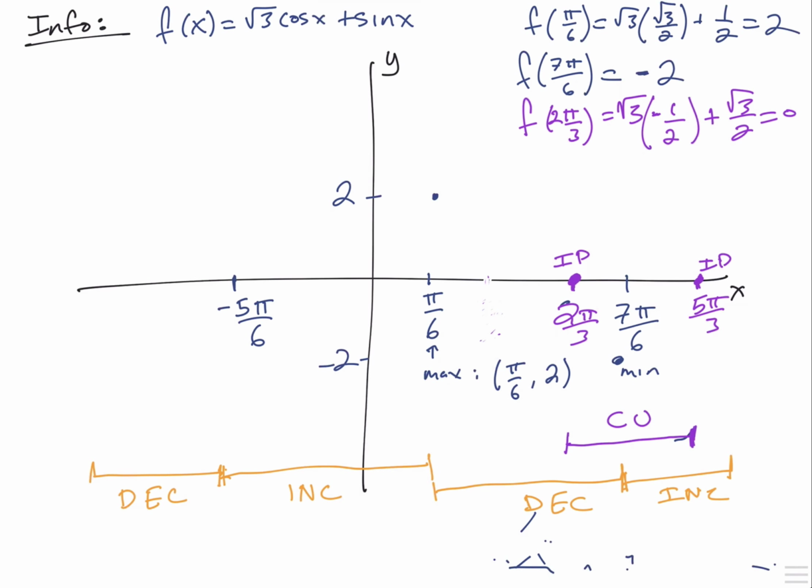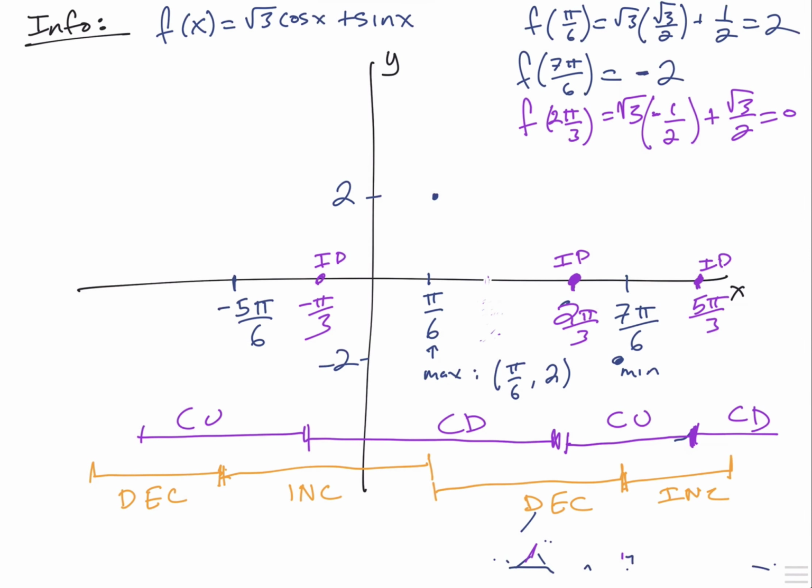And then, well, now I'm off scale here quite a bit, aren't I? Because my next inflection point to the left would be at negative pi over 3. So here it's concave down, right? And then concave up. And then concave down. Maybe I'll just move this one a little bit to the left. Maybe like right there. Okay. All right. That's a rough sketch.